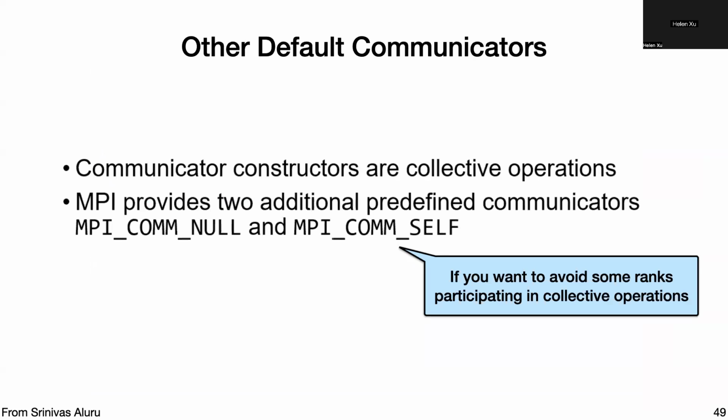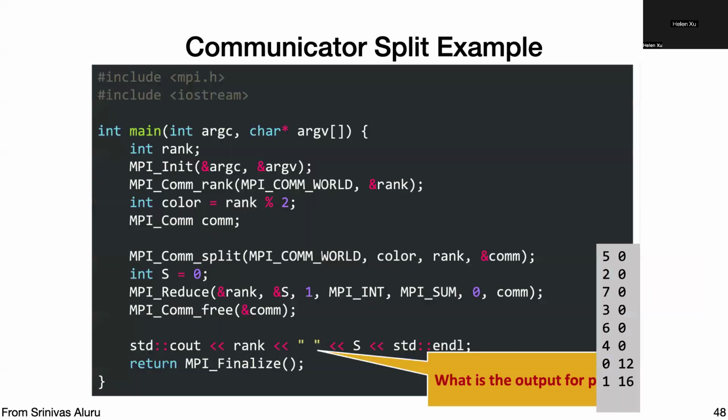There are just a couple of defaults like null and self, which is just empty and yourself. This is for if you want to avoid some ranks participating. You will keep a reference to the initial communicator. You pass in COMM_WORLD, but the output is in a new communicator here. So you always keep around the initial ones.